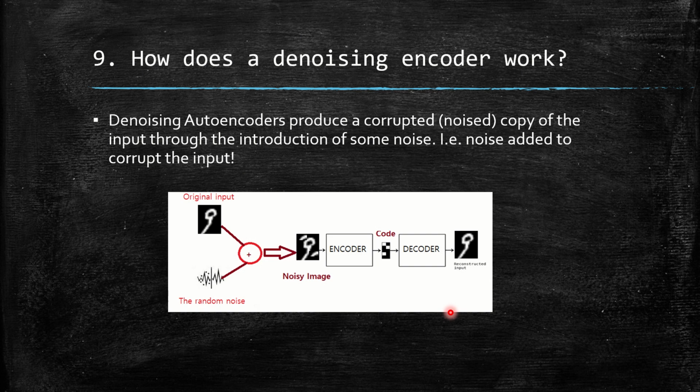How does a denoising autoencoder work? It's very simple. A denoising autoencoder will produce a noised copy of the input through the introduction of some noise. It's corrupted content. So I've got the original input, I add some random noise to it, and I get the noisy content out of it. We are purposefully corrupting the input content by adding noise, and this is how it works.